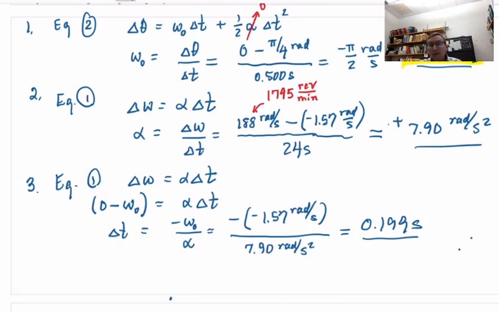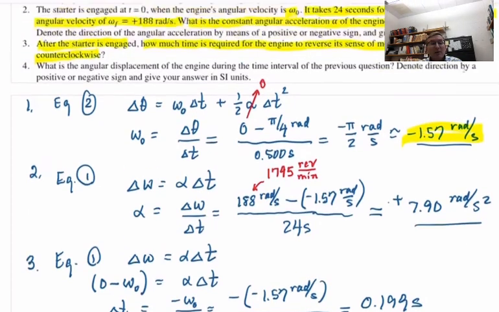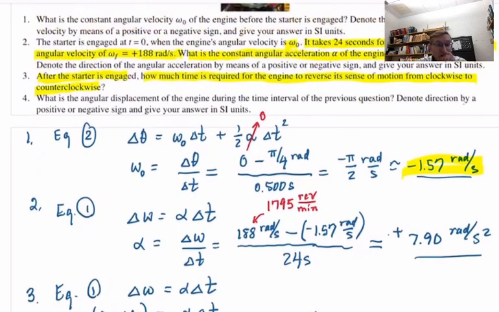Not very long, but the video did show that it didn't take very long to change its motion from clockwise, stop, and then start going back. It only takes 0.199 seconds. We're learning a lot about how this rotation works from this jet engine, just from the constant angular acceleration equations. All right, one more question.